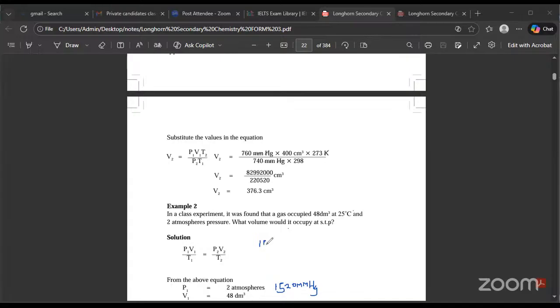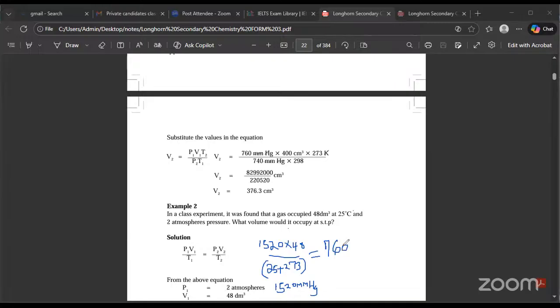So we have 1520 as pressure 1, and then you multiply by volume 1, which is 48, over temperature 1. Temperature 1 is 25 degrees, but you don't calculate using 25. If you are pressed for time, you can do 25 plus 273, but I would advise you to convert. This is equivalent to STP. The pressure at STP equals 760.